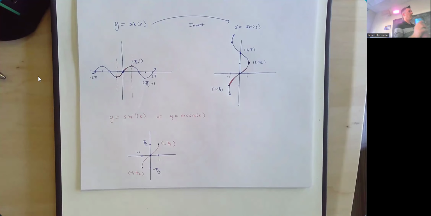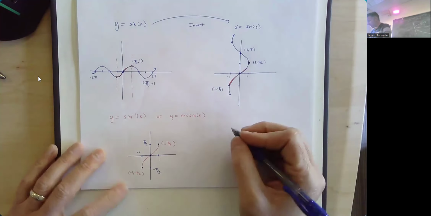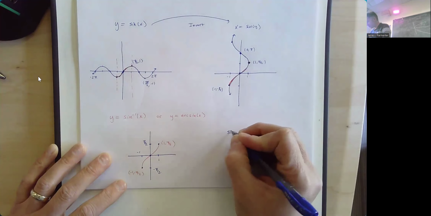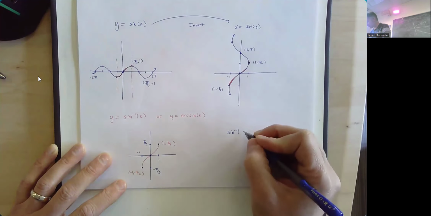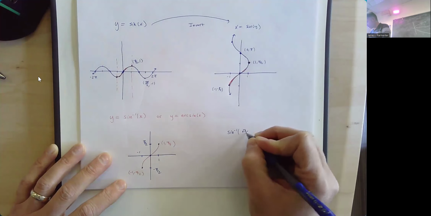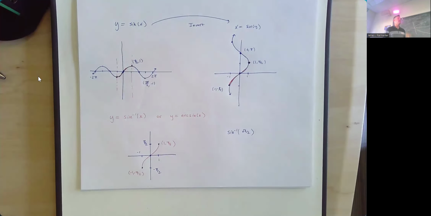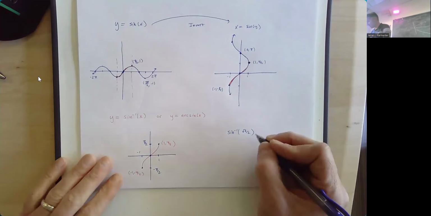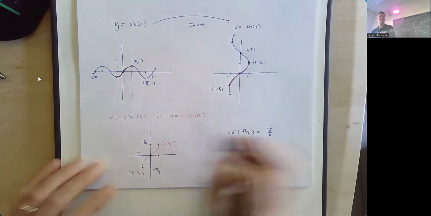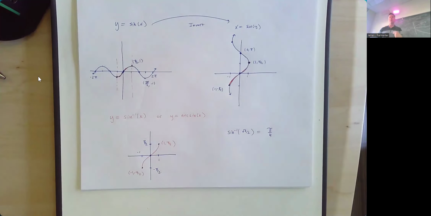Inverse trig functions are a little bit weird. What do I mean by that? Well, if I said, what's the inverse sine of, say, root 2 over 2, I'm asking you, what angle do I take sine of to get root 2 over 2? I mean, you could say degrees, but we should say radians. The angle is pi over 4. The sine of pi over 4 is equal to root 2 over 2.